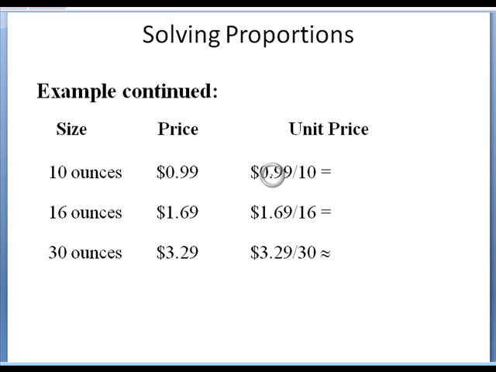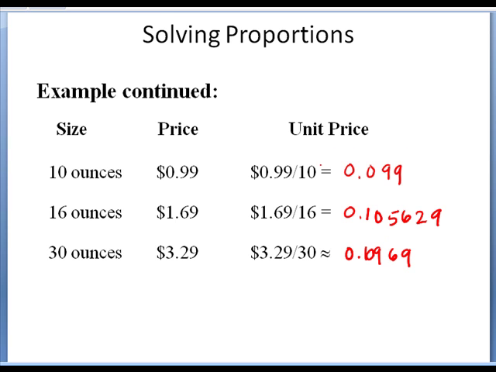So 99 cents divided by 10 would be 0.009. And this one I got 0.10569. I'm going to keep as many decimals as possible. For the last one, I approximately had 0.10969.